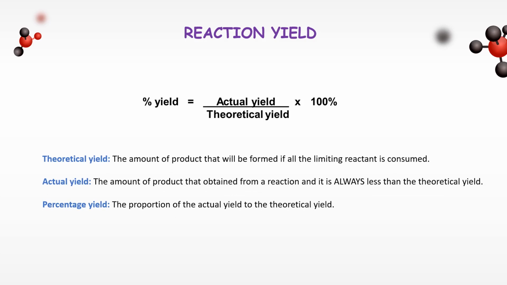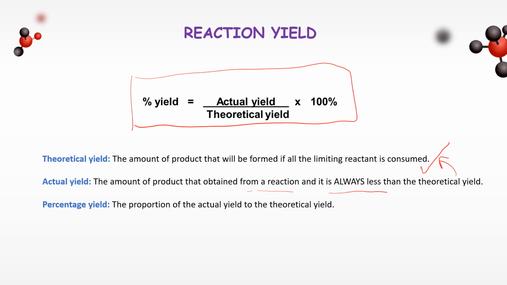The theoretical yield, by definition, is the amount of product that will be formed if all the limiting reactant is consumed. So this one is based on the chemical equations from the process. So this one is theoretical only. The actual yield is the reality, where the amount of product obtained from a reaction is always less than the theoretical yield. This one is the reality from the chemical process. So we find the percentage yield by using this formula, which is the proportion of the actual yield to the theoretical yield. We also have to multiply by 100% to get the percentage.